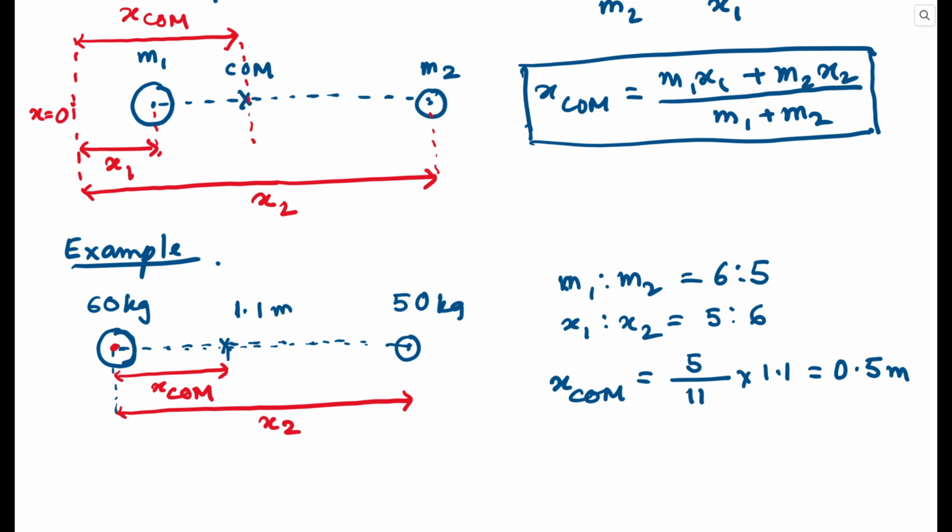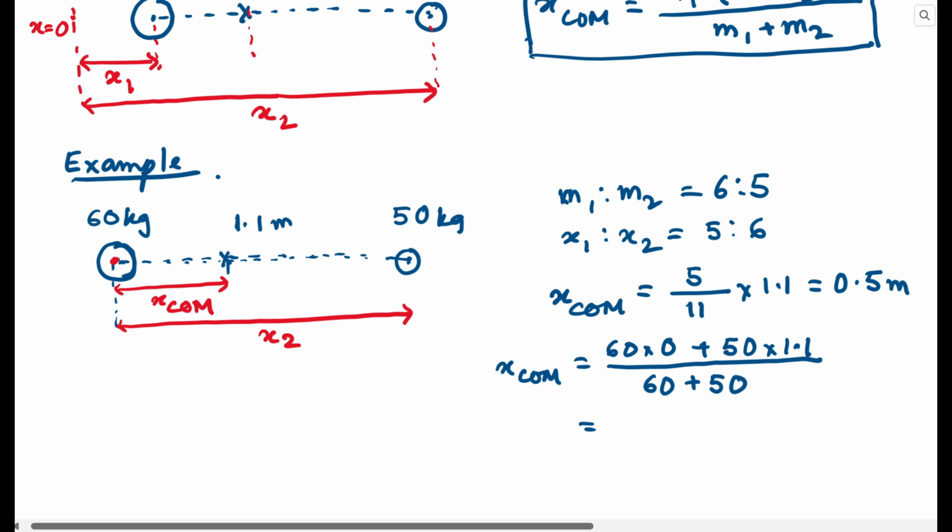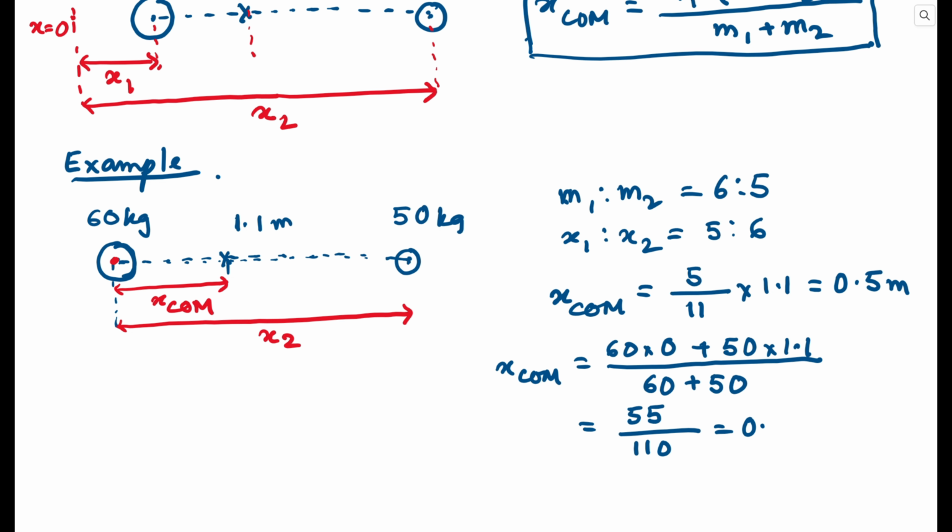So now if I use that formula, x center of mass is equal to m1, which is 60, but then x1 is 0, plus m2, which is 50, and then x2 is the entire distance between the two objects, so it's 1.1 meters, and then divided by m1 plus m2. So if you do that, it's 55 divided by 110, and that gives us the exact same answer, 0.5 meters.